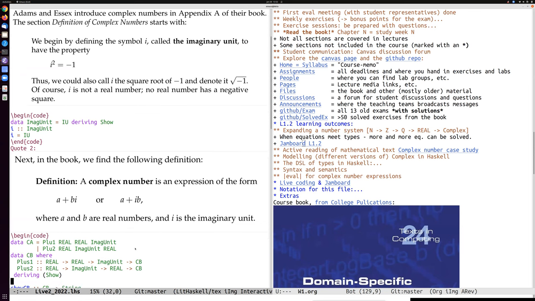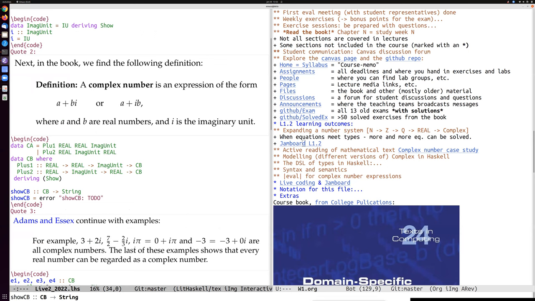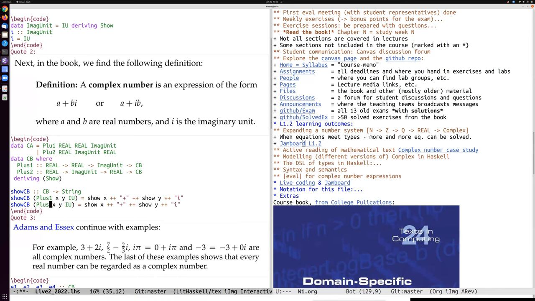And then it would probably be useful to implement a show function for this. I'm not sure we should do it right now, but that could print things with the surface syntax a plus bi. Well, actually, it's sufficiently easy that maybe we should do it just to get a little more concrete. So plus one x, y, i equals, actually the only thing that can happen here is IU, so I can pattern match on that. This should be a string, which we could say show x, and then a plus sign, and then show y, and then the letter i. And if it's the other constructor, then the i should come before the y.